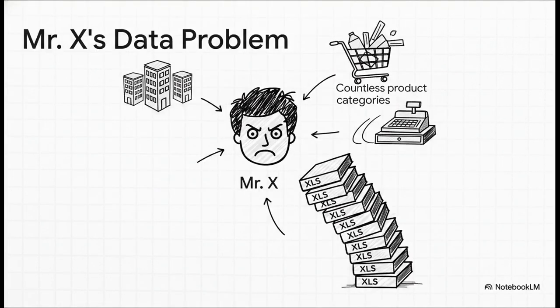Just look at the scale of what Mr. X is dealing with here. He's got multiple stores, countless products, and that leads to thousands of transactions every single day. We're talking purchases, sales, expenses, it all just keeps piling up. His sales data alone creates over 36,000 records a year, and it's all dumped into these massive, clunky Excel files. He's not just dealing with data, he's facing a data avalanche.